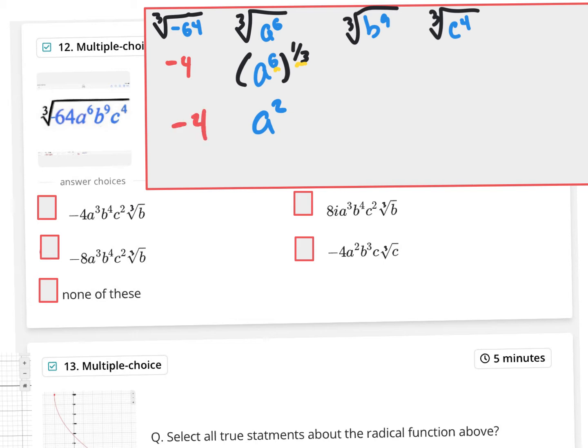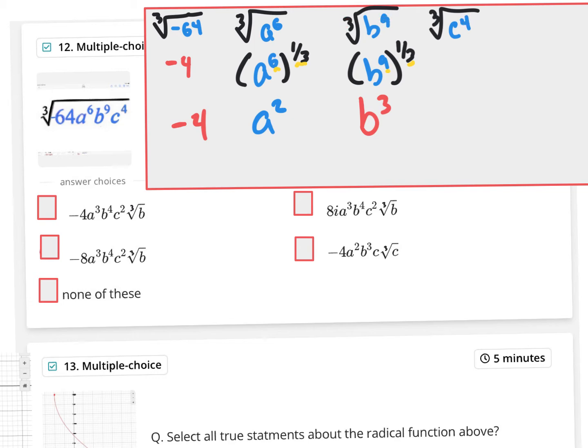So we have a negative 4, we have an a squared. What about the rest of them? Right here we have the power of 1/3 as well, instead of the third root. We have a b to the 9th on the inside, and of course, a power to a power we multiply. 9 times 1/3 is kind of like dividing by 3. So we love that we have a number divisible by 3. 9 divided by 3 will be b to the 3rd power. Again, we want a power that's divisible by 3 because we have a third root.